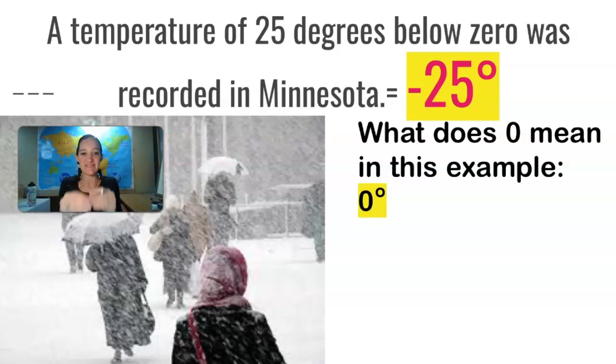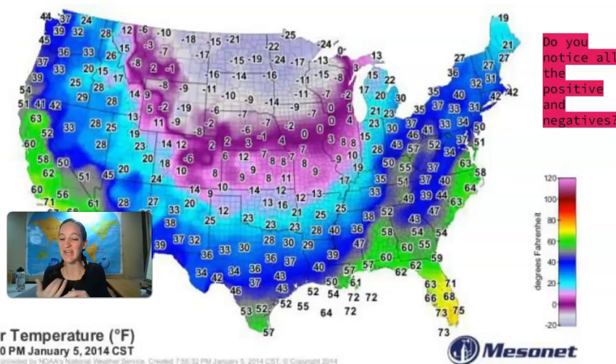0 means, well, 0 degrees. You can be above 0 degrees or below 0 degrees. Okay, another cool thing that I saw that I want to show you is I found this map that was from January 5th a few years ago, but it's fun to see all of the positive numbers.